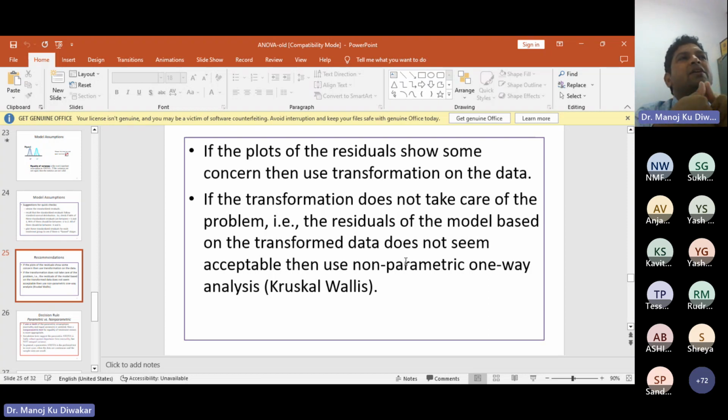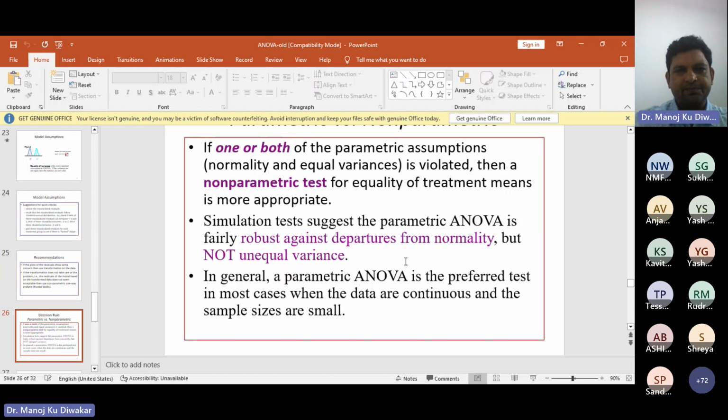After that, non-parametric methods come up if these assumptions are not fulfilled. If your data does not satisfy these assumptions, then definitely you will go for the non-parametric methods. Let me show you some extension of this. Decision rules for parametric versus non-parametric: how you can make the decision, whether you will go for the parametric or the non-parametric.